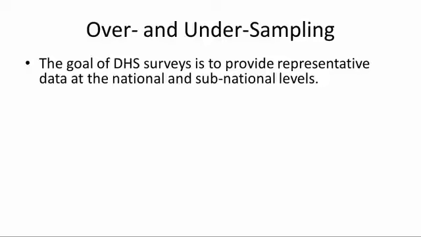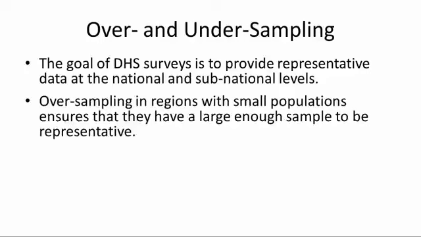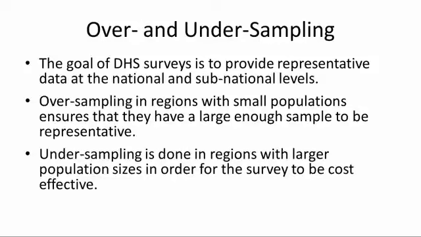The goal of DHS surveys is to provide representative data at the national and subnational levels. In many countries, the population is not evenly distributed among different regions. Oversampling in regions with small populations ensures that they have a large enough sample to be representative. Undersampling is done in regions with large populations in order for the survey to be cost-effective.